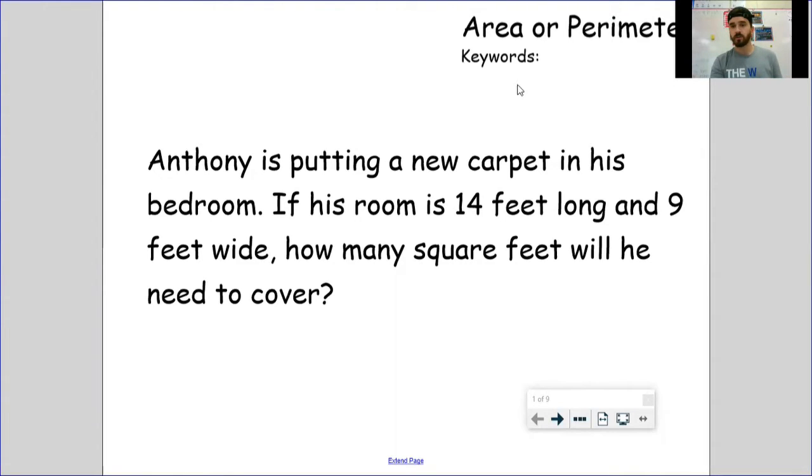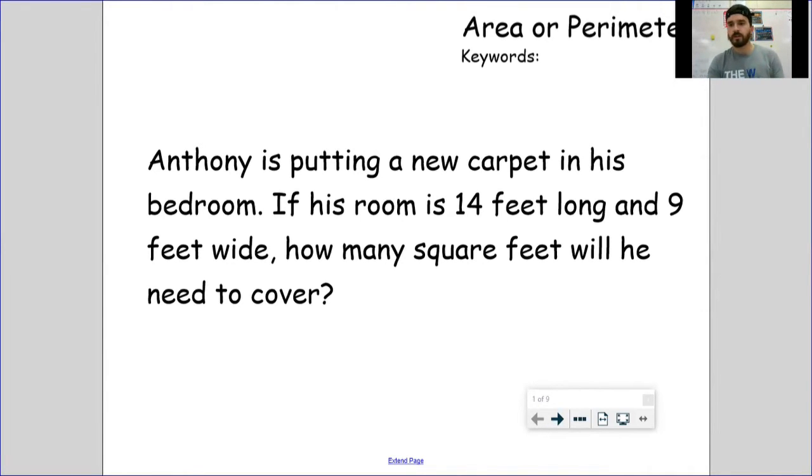So up here in the corner, you'll notice I've got area or perimeter. We're going to end up circling one of those, and then we're going to list the key words that told us, hey, this makes me think I need to find this. So quick recap, remember when we're finding the area, that's measuring the inside, length times width. And when we're doing the perimeter, we're measuring around the outside, side plus side plus side plus side.